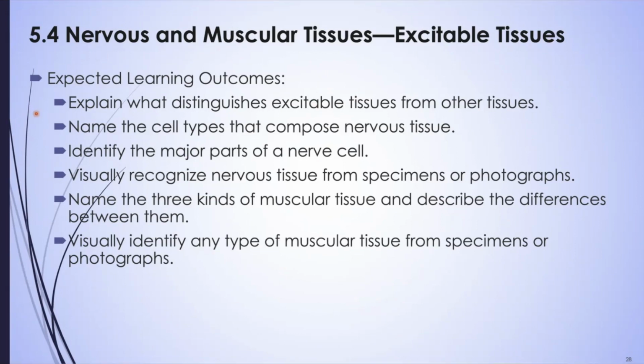You should be able to explain and distinguish excitable tissues from other tissues, okay? You should be able to name the cell types that compose nervous tissue. Important to be able to name those. You should be able to identify the major parts of a nerve cell, and visually recognize nervous tissue from specimens, looking at a picture or an actual specimen. You should be able to name three different types of muscular tissue and describe the differences between them. Last but not least, visually identify any type of muscular tissue from looking at a specimen or an actual photograph.